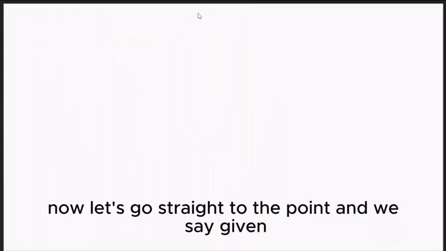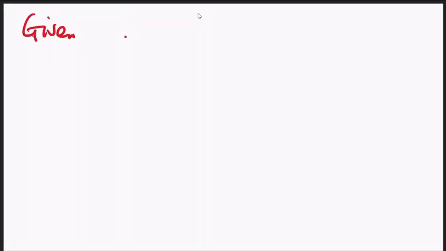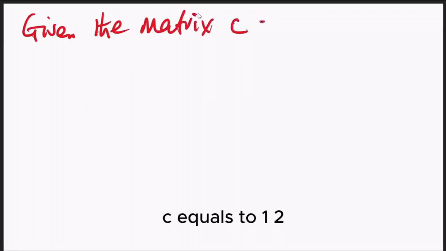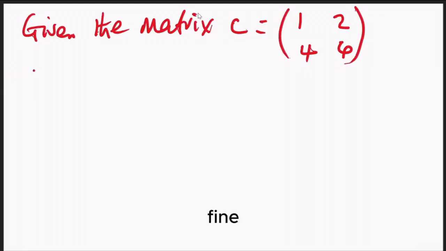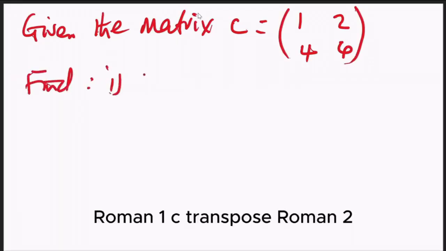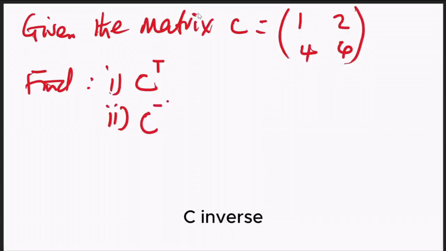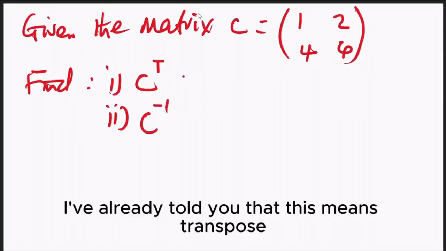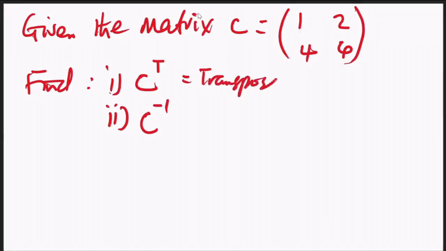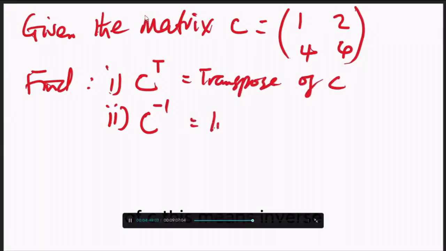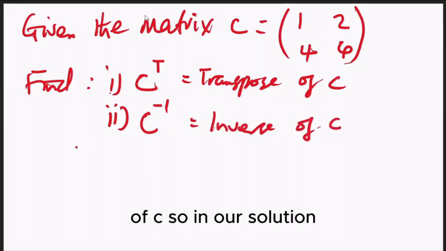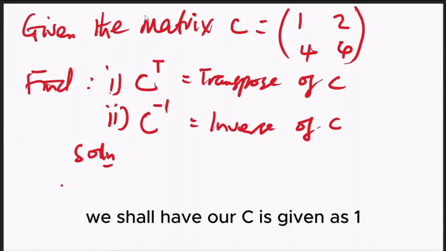Now let's go straight to the point, and we say given the matrix C equals 1, 2, 4, 6. Find Roman 1, C transpose, Roman 2, C inverse. I've already told you that this means transpose of C. This means inverse of C.